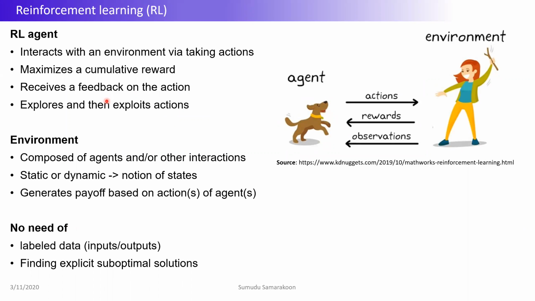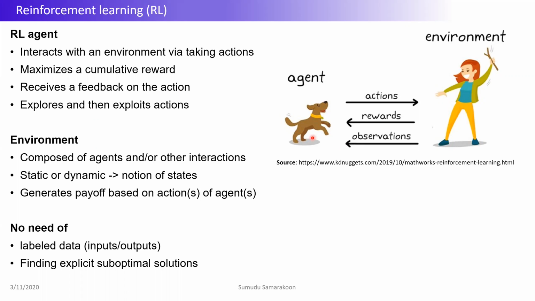In reinforcement learning, there are a few parts that we need to understand. The first one is the reinforcement learning agent. Similar to what we discussed earlier, the agent is the one involved with learning certain strategies over time. In the reinforcement learning framework, the agent interacts with an environment by taking certain actions. The goal of this agent is to maximize the cumulative reward, or in some other cases, it could be presented as minimizing a cumulative cost.